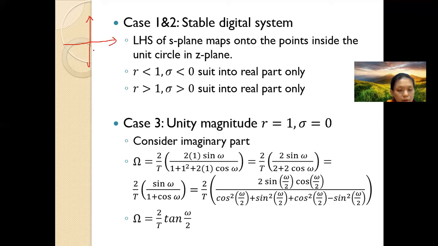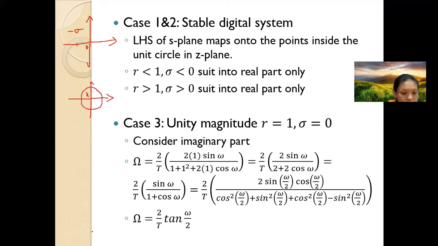Okay, for example, we have this equation, this plane. So now our r is smaller than 1, so our sigma will also be smaller than 0. So here is our sigma, which means our sigma is negative. Okay, so when the radius r is smaller than 1, it will map into the z-plane inside the circle.